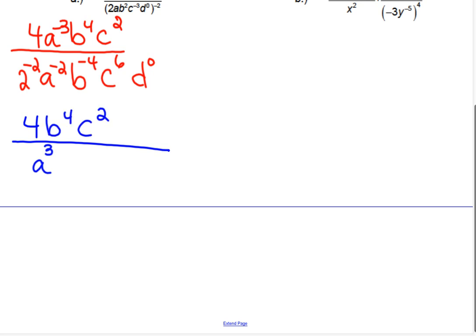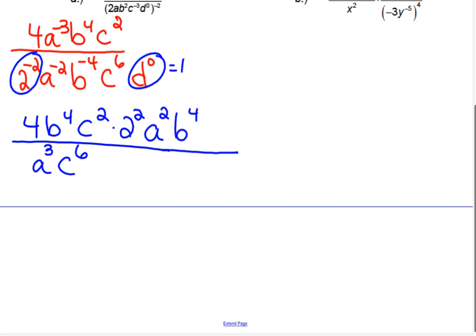Then on my denominator, I have this 2 to the negative 2. Well, that's going to come to the top, 2 to the positive 2, which is just 4. A to the negative 2 comes to the top as an a squared. B to the negative 4 comes to the top as a b to the 4th. C to the 6th stays in the bottom. And then this d to the 0, well, that's just 1, which I don't need to keep anymore.